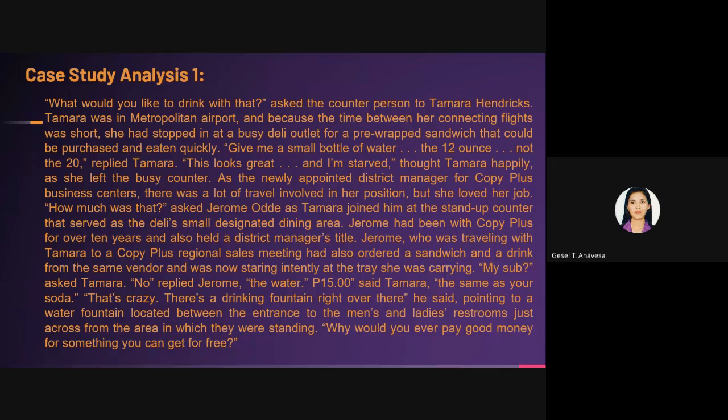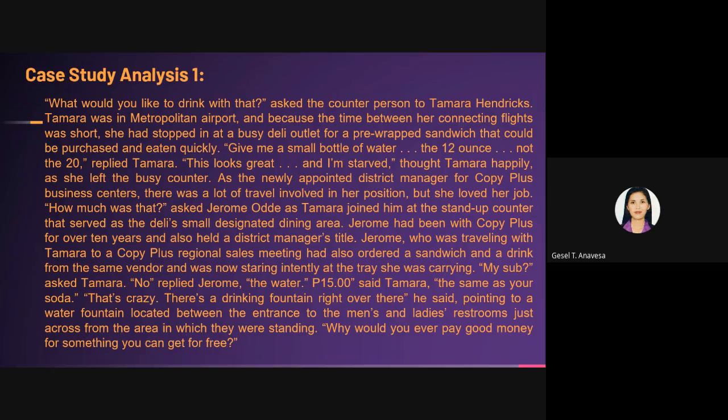Okay, so for your case study analysis: "So what would you like to drink with that?" asked the counterperson of Tamara Hendricks. Tamara was in Metropolitan Airport, and because the time between her connecting flights was short, she had stopped in at a busy deli outlet for a pre-wrapped sandwich that could be purchased and eaten quickly. "Give me a small bottle of water, the 12 ounce, not the 20," replied Tamara. "This looks great, and I'm starved," thought Tamara happily, and she left the busy counter. As the newly appointed district manager for Copy Plus Business Centers, there was a lot of travel involved in her position, but she loved her job.